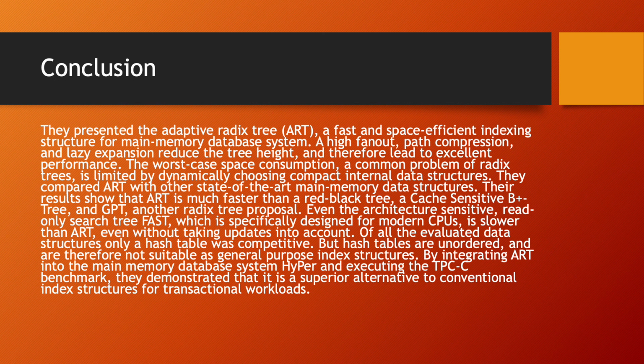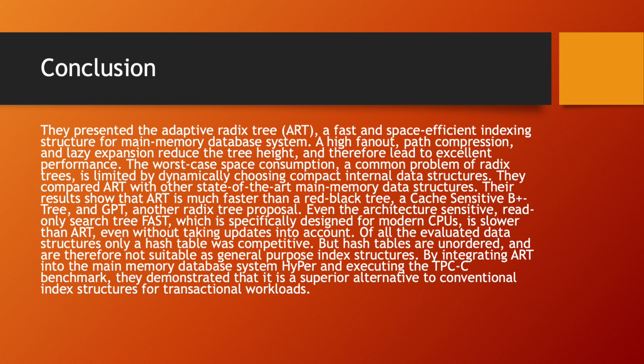Now let's look at the conclusion of the paper. They presented the adaptive radix tree, in short ART, a fast and space-efficient indexing structure for main memory database systems. A high fan-out, path compression, and lazy expansion reduce the tree height and therefore lead to excellent performance. The worst-case space consumption, a common problem of radix trees, is limited by dynamically choosing compact internal data structures.